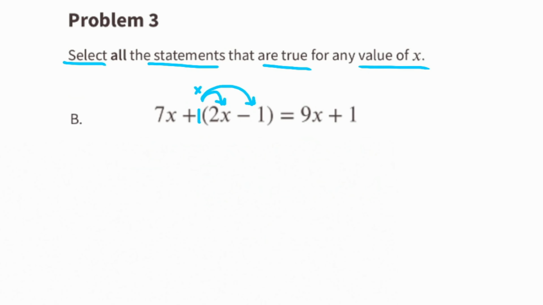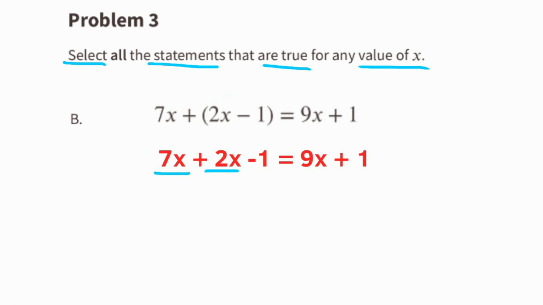B. A positive times a positive is a positive, and a positive times a negative is a negative. So we can rewrite this as 7x plus 2x minus 1 equals 9x plus 1. Combine those like terms on the left side of the equal sign, and we have 7x plus 2x. 7x plus 2x is 9x. So on the left side of the equal sign, it reads 9x minus 1. Since 9x minus 1 is not the same as 9x plus 1, then this is false.